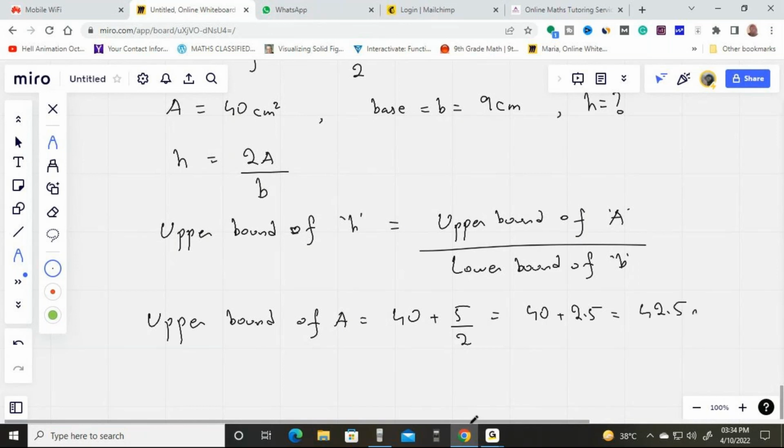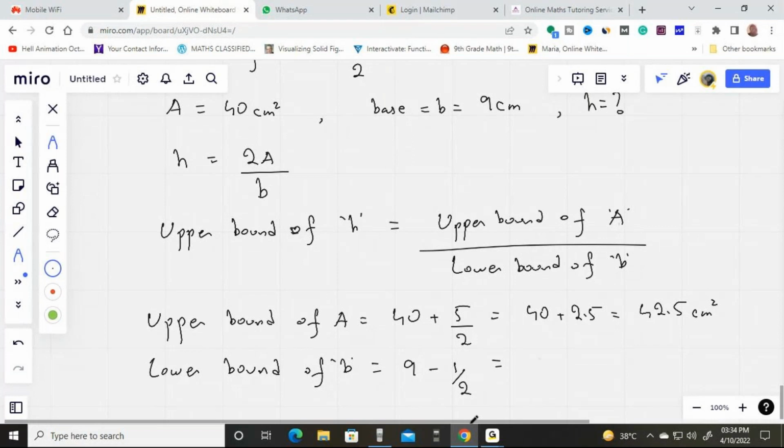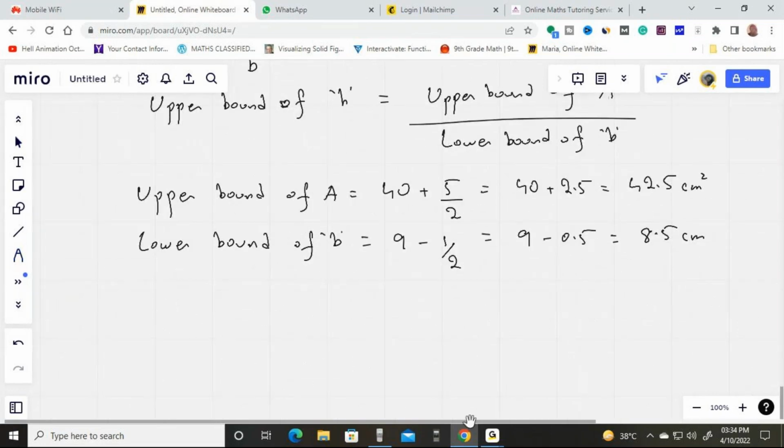42.5 centimeters square, and the lower bound of base is equal to 9 minus half. Because here y is 1 centimeter in terms of your base, so it's 9 minus half, so it is 8.5 centimeters. This tells me I can find out the upper bound of my h. I'm just writing in short, just to save my time.